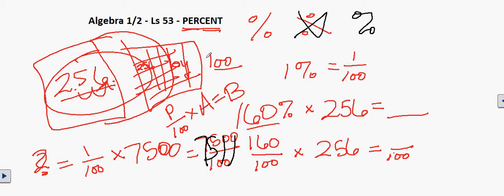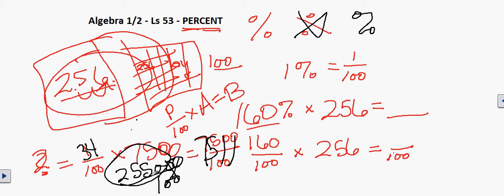How about 34% of 7,500? I just changed what is 34% of 7,500 to 34 over 100. Now I multiply this times 7,500, which is 2,550, because it's really 255,000, and then divided by 100. Cross out your zeros, and I have 2,550 left.